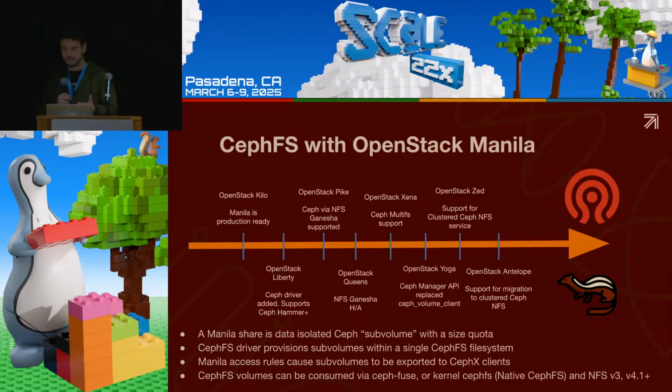So in summary, what is a share in the Ceph storage? It is a subvolume, and it provisions subvolumes within a single CephFS file system. And Manila access rules allow the subvolumes to be mounted, and you can configure the access rules. Like for NFS you have IPs or subnets. And for CephFS native, you can deal with the users in the cluster. So CephFS volumes can be consumed via ceph-fuse or kernel CephFS and NFS v3 and v4.1.